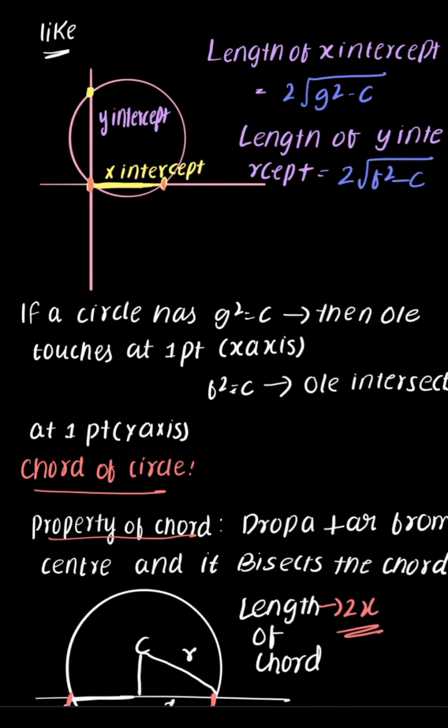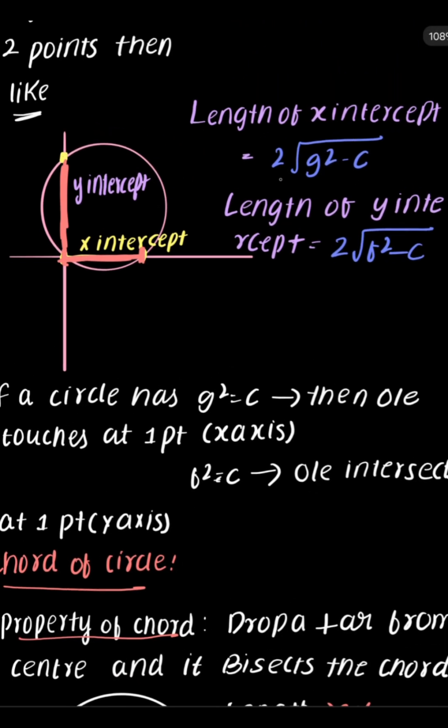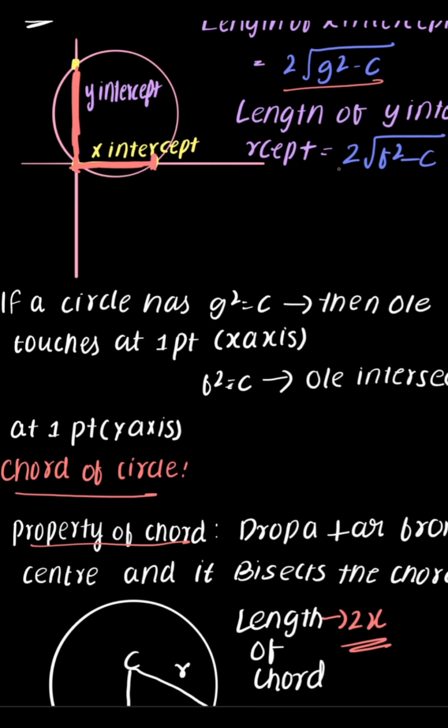Now next let's jump to intercepts. So if a circle intersects the x-axis at 2 points, the distance between those 2 points is actually the length of the intercept. And same here, this is the length of x-intercept, this is the length of y-intercept. Now the length of x-intercept actually has a formula 2 root g square minus c. Length of y-intercept actually has a formula 2 root f square minus c.